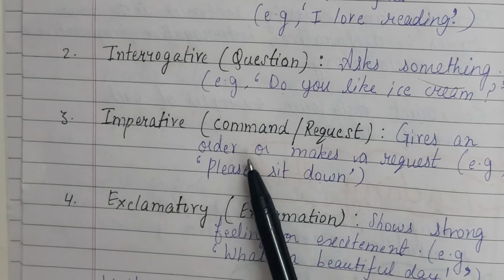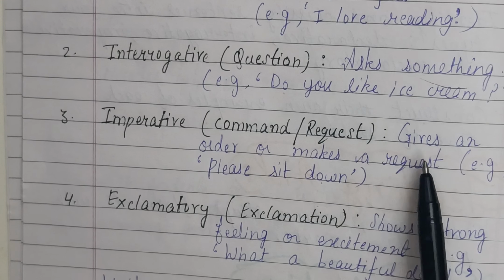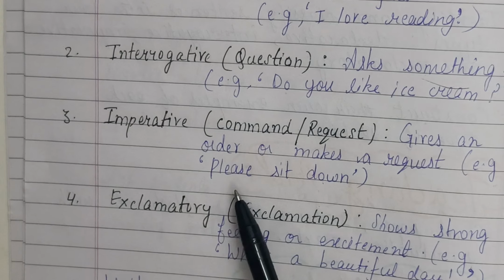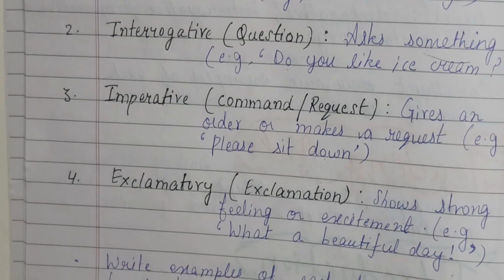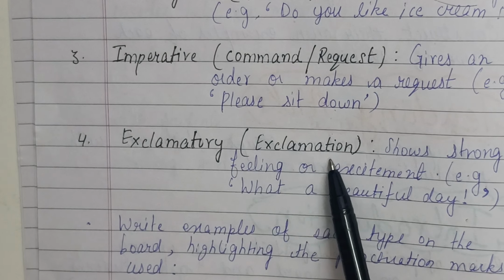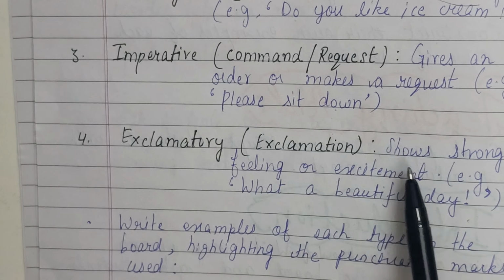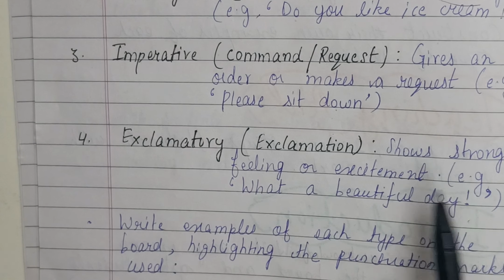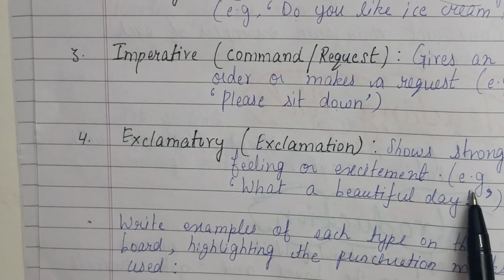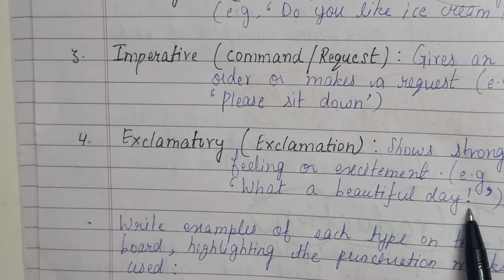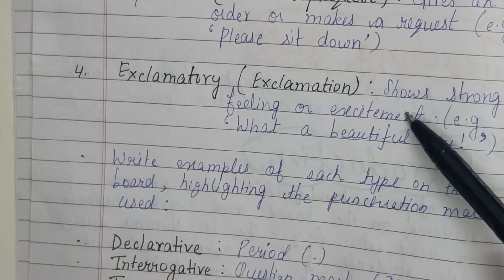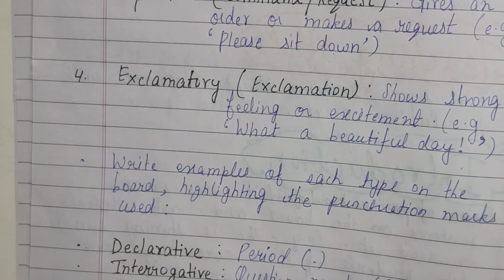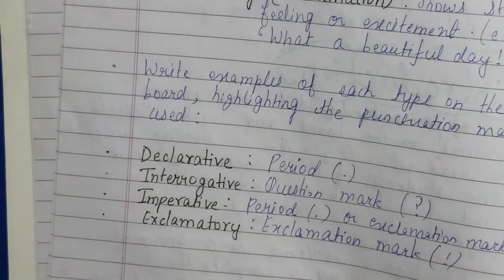In imperative, you can give a command or request, like it gives an order or makes a request. Example, "Please sit down." Exclamatory means exclamation, it shows strong feeling or excitement. Example, "What a beautiful day!" Then exclamation mark. So write an example of each sentence type on the board, highlighting the punctuation marks used.